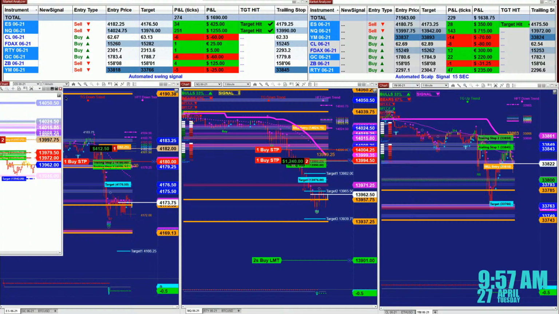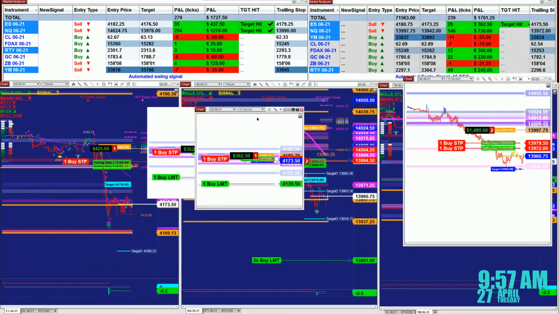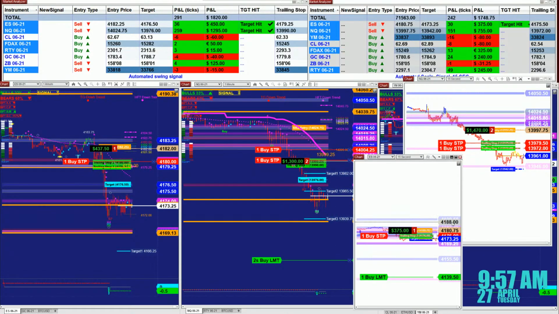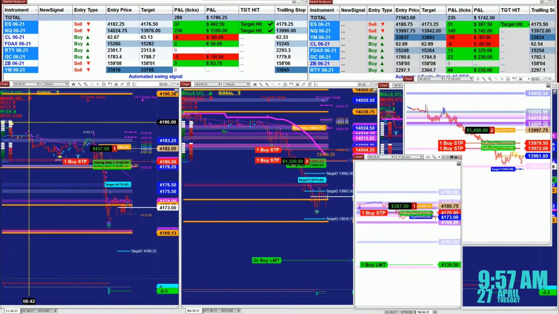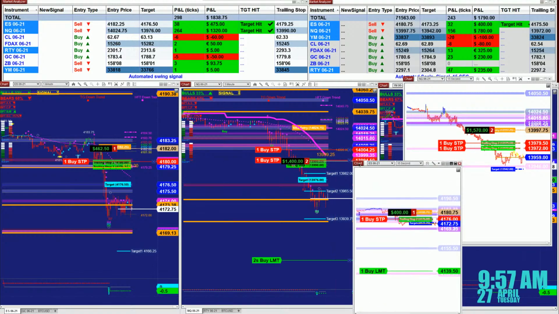On the 15-second scalper, we are using the white charts for a signal, automated signal entry. The blue charts are automated, and the white charts as well are automated.